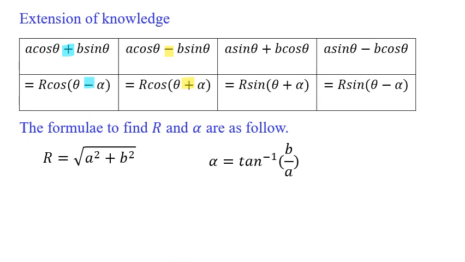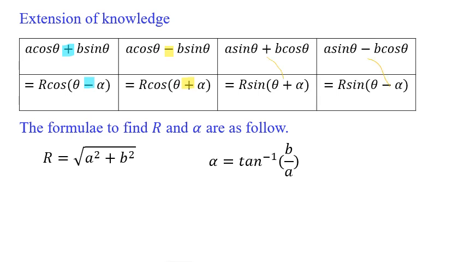Okay, take note of the sign in the middle. For cosine, you see that if we started with A cos theta plus B sin theta, then the R formula is R cosine bracket theta minus alpha. Okay, the signs are not the same. However, for sine, if you are using A sin theta plus B cos theta, then you'll see that there's no change at all. Why is that so?